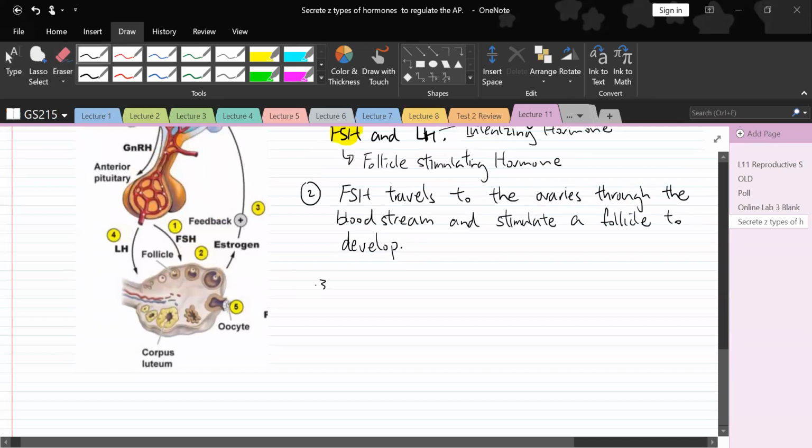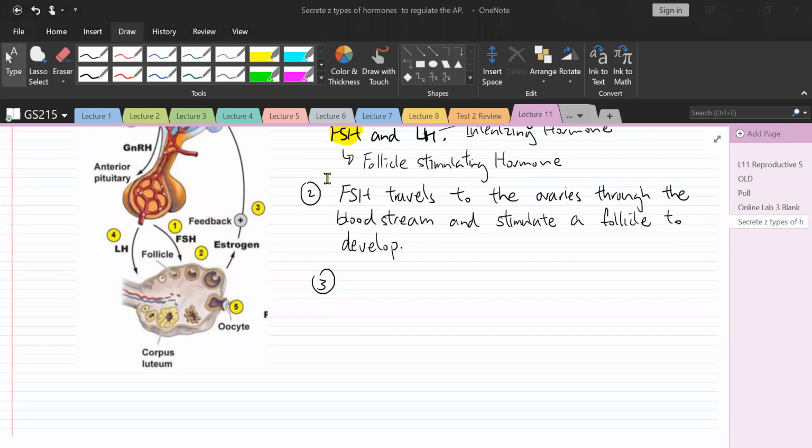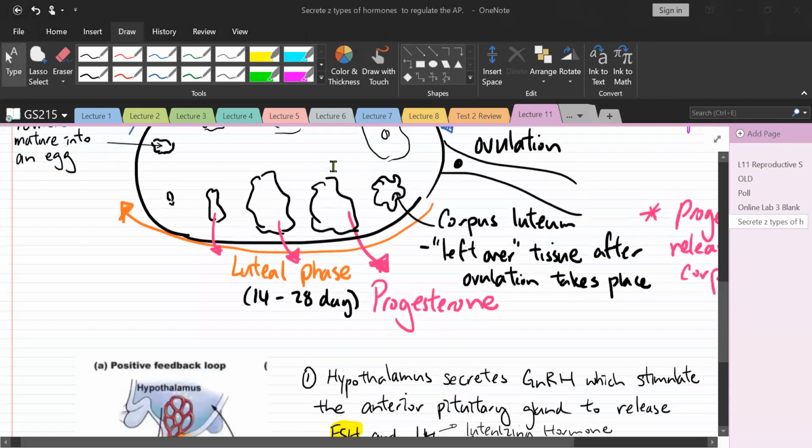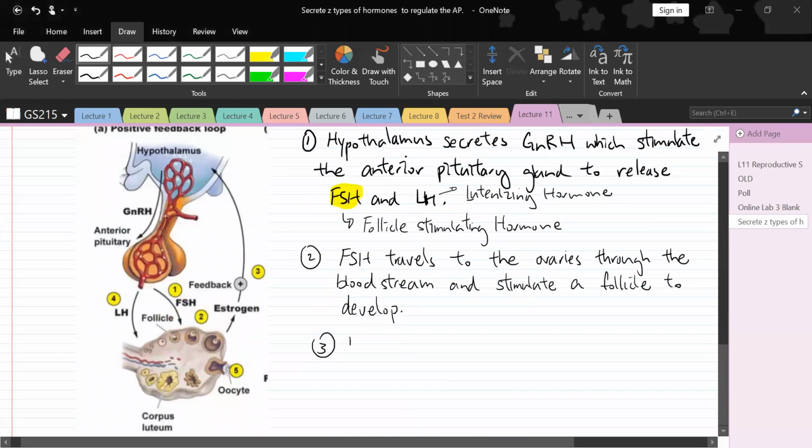And number three, what's happening? Well, we can see here, as the follicle develops, it's going to be pumping out estrogen, right? Which is what I told you just over here, in the diagram above. So that's what we're going to write. As the follicle develops, estrogen is released.